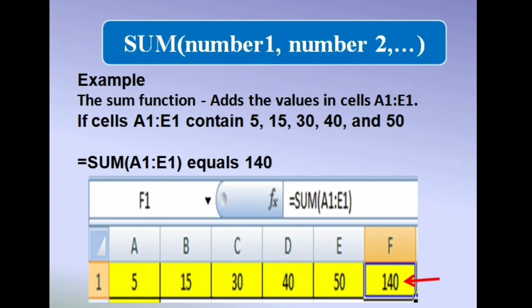So sum function, this function will add the values in a cell range. In this cell range, it will contain values like 5, 15, 30, 40, 50, and then the addition of the numbers is 140.